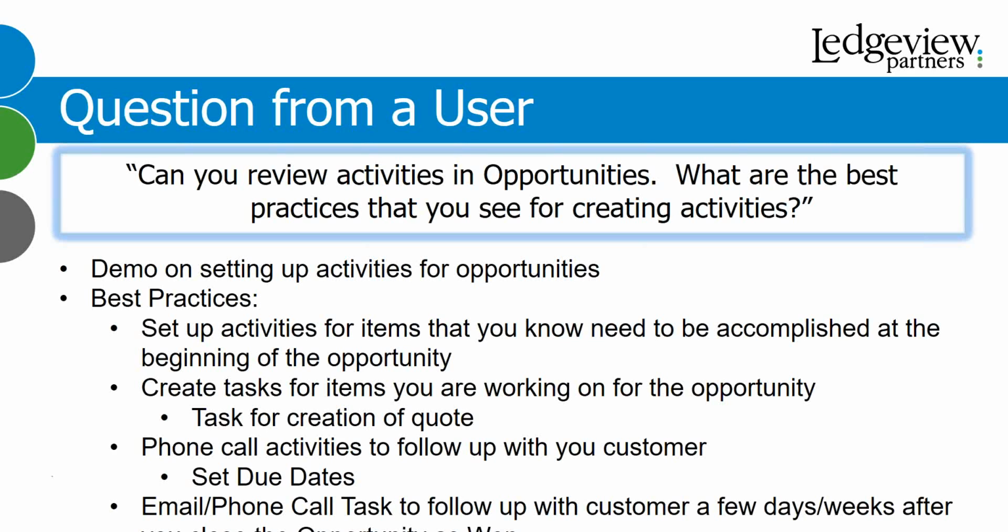So I recommend setting up activities for items that you know you're going to need to accomplish for that opportunity right away at the beginning. That way the due dates are set, and you can basically give yourself reminders in the Outlook client of these tasks being due. It's a really great feature. Create tasks for items that you're going to be working on, like creating a quote, following up on the quote. Create tasks for those things. That way they're available for you and you have due dates.